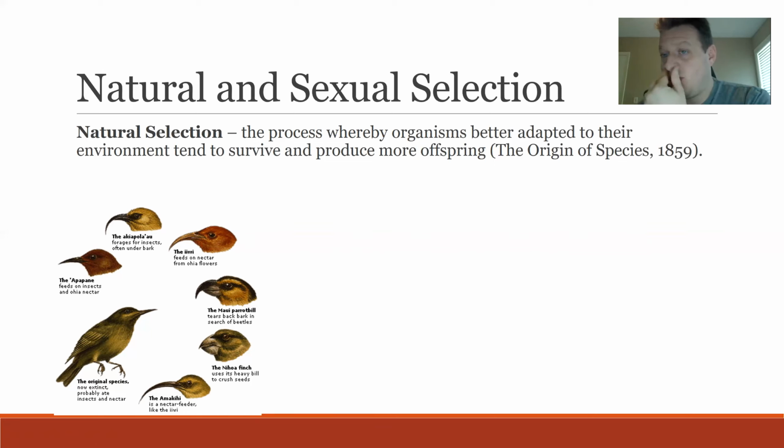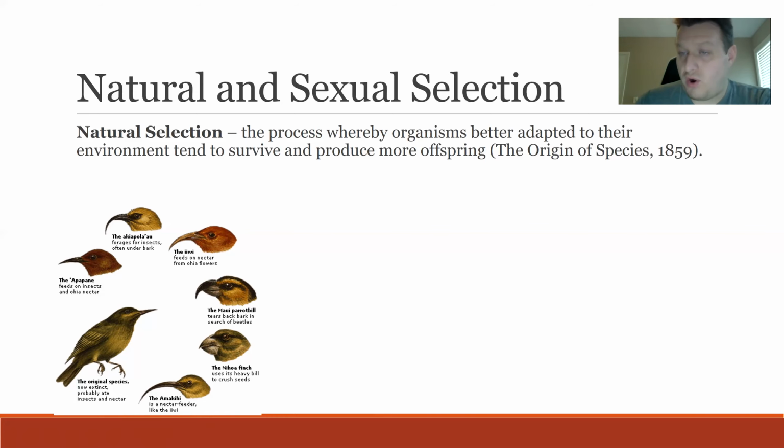However, if the food source on the island was nuts, and there were a lot of nuts, not a lot of insects, then the birds' beaks were shorter and more powerful, so that they were able to crush these nuts and eat them. If the major food source on the island was flowers, and the birds had to eat nectar, then their beaks developed to be longer, so they could go inside the flower and get the nectar.